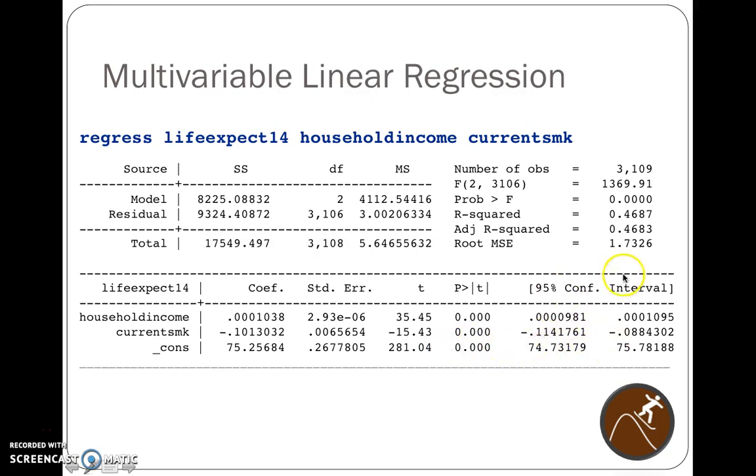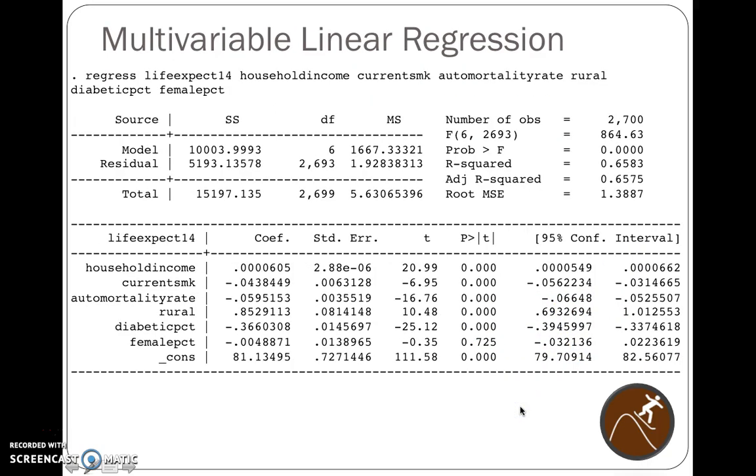And we're not going to focus too much on the confidence intervals for this class. We can really make this model more complicated and add a bunch of things. And I put one on here just because I want you to see that not everything that goes into the model is significant. So now I've added, for predicting life expectancy: household income, current smoking, auto mortality rate, rural, whether or not it was, I have to check that variable, if it was percent rural. What percentage of the county is rural or not? It may have been a yes/no variable, 1 or 0. Diabetes percentage, and then female percentage.